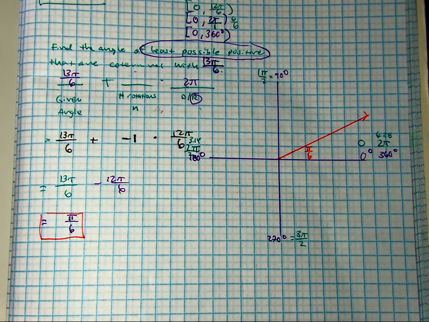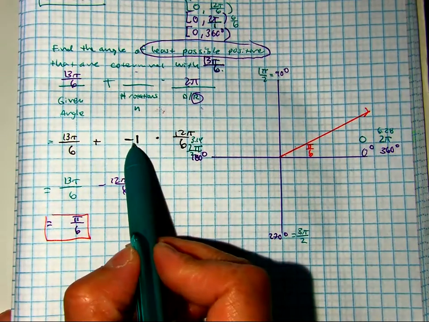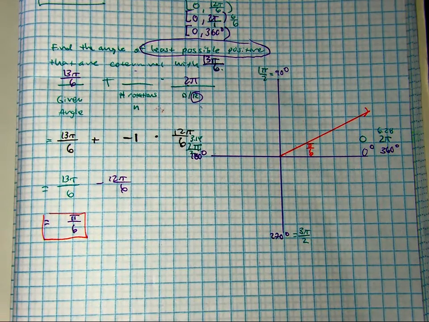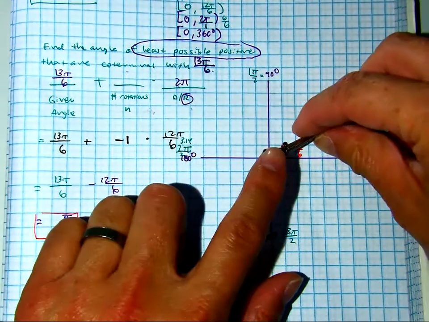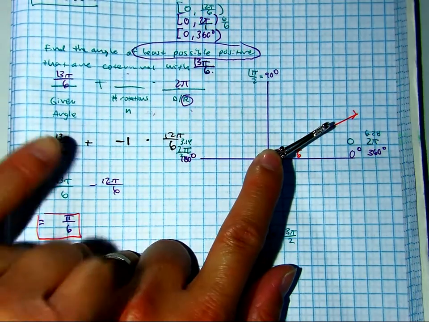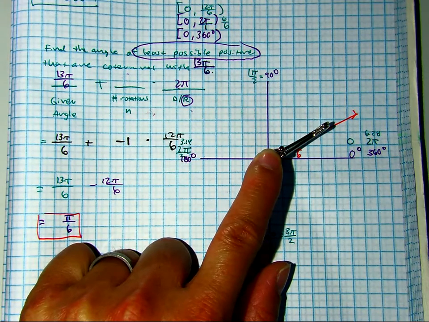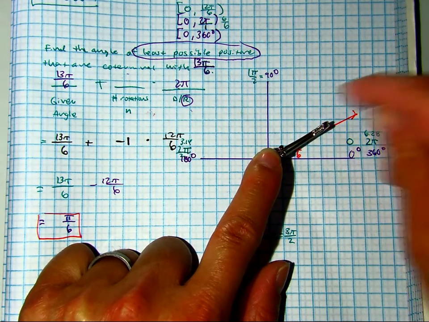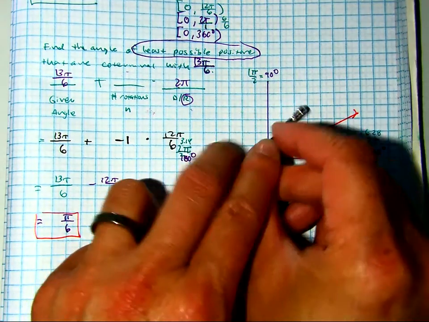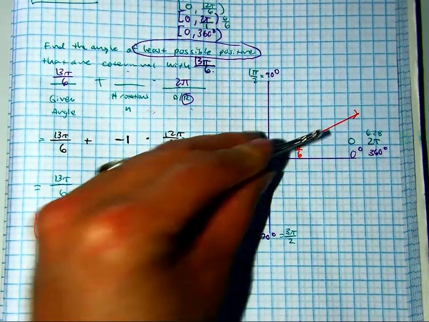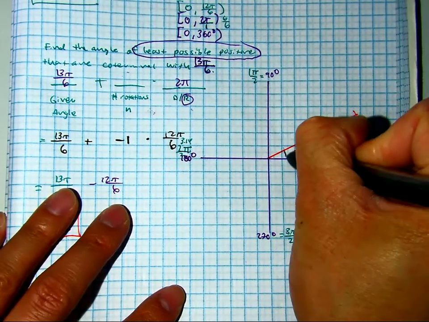Class, to have a -1 rotation, which direction do you go for a negative angle? Clockwise. Essentially what you're doing here is a full rotation in this direction, and you end up at the same position. So when you're going this direction, we said positive or negative?